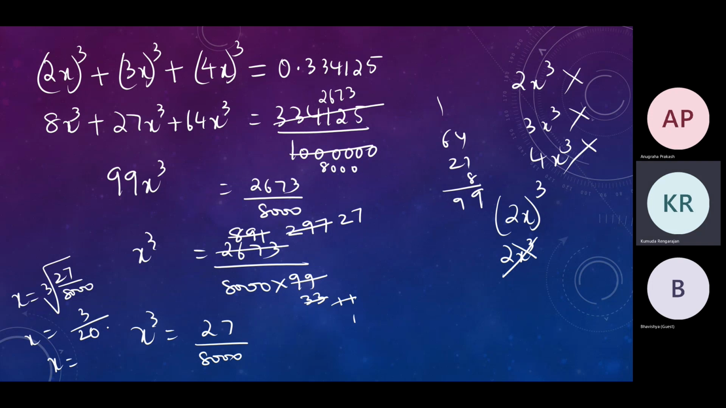The sum of their cubes is 0.334125. So how do you convert 3 by 20 to a decimal number? 3 by 20 into 5 will make 15 by 100, which is 0.15. Am I right, children? 3 by 20 is 15 by 100, which is 0.15.